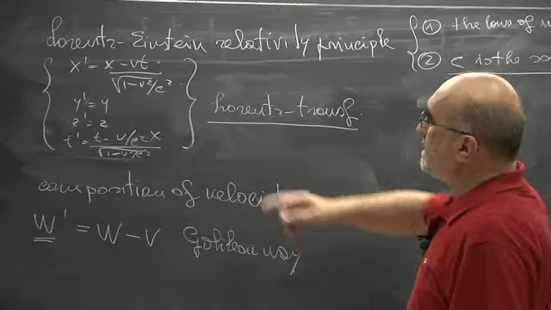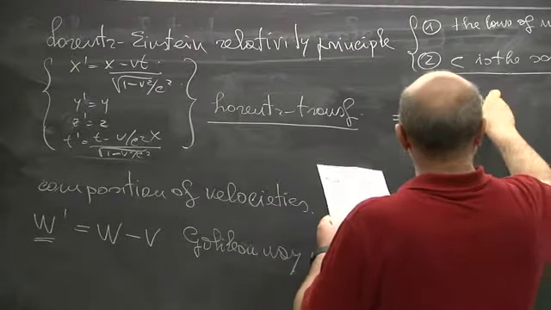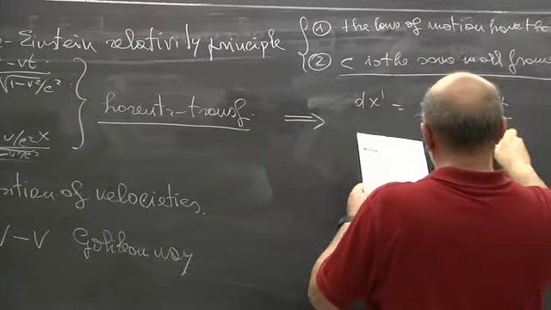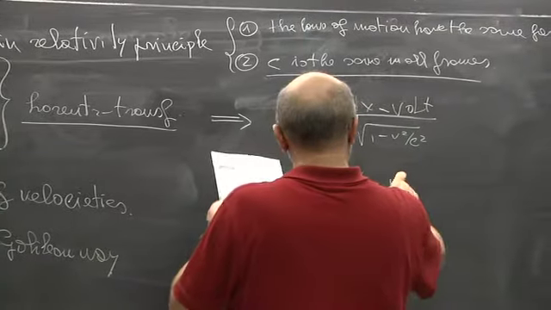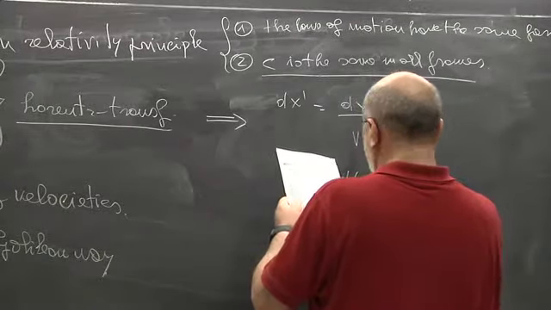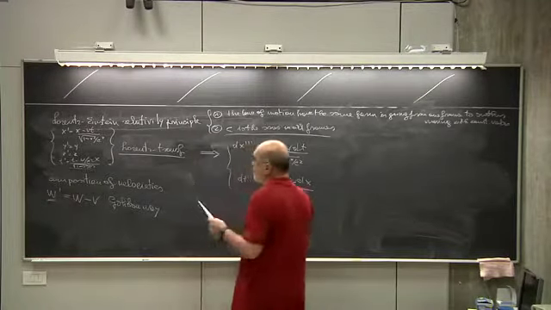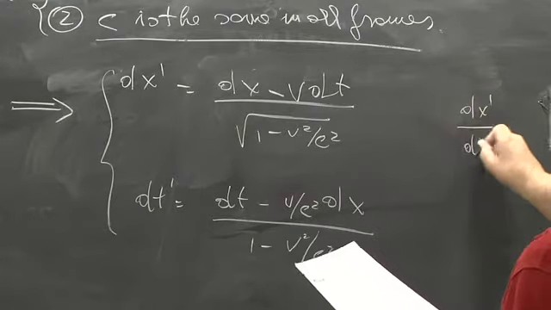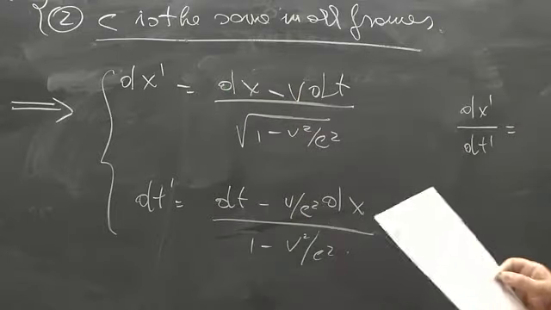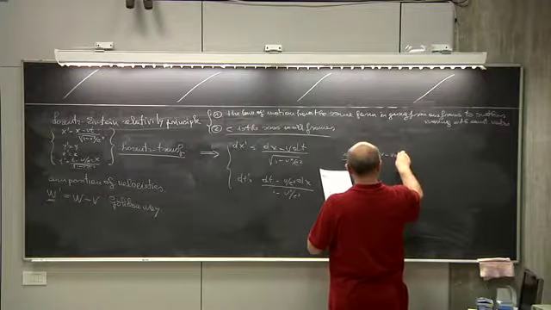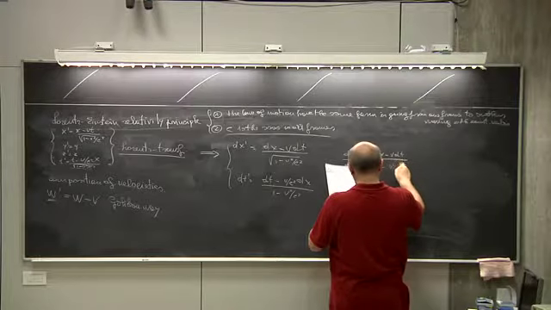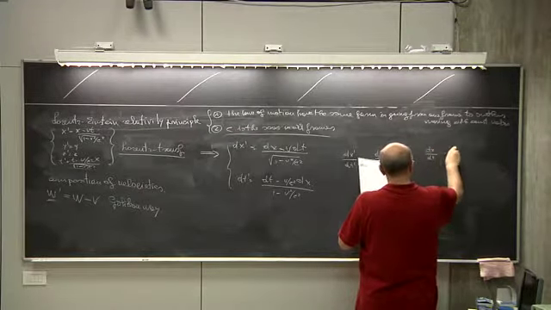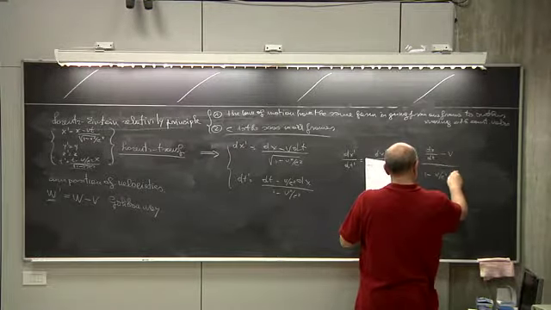Well, let's take the differentials of these. We get dx prime is equal to dx minus v dt over the square root of 1 minus v squared over c squared, and dt prime is equal to dt minus v over c squared dx over the square root of 1 minus v squared over c squared. I've taken the differentials of space and time of that equation. Now let's take the ratio of the two, dx prime over dt prime. I get dx minus v dt over dt minus v over c squared dx, and from here you get dx over dt minus v over 1 minus v over c squared dx over dt.